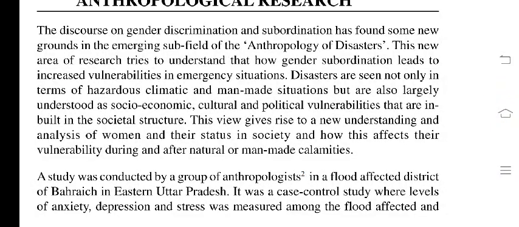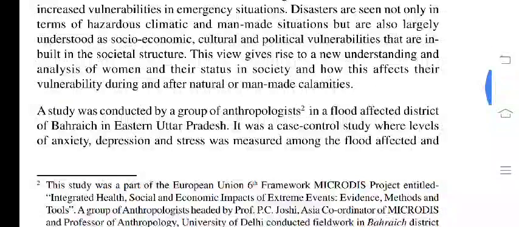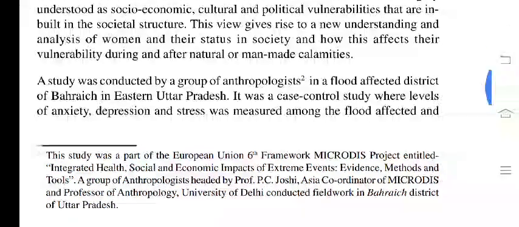Disasters are seen not only in terms of hazardous climatic and man-made situations but also largely understood as socio-economic, cultural and political vulnerabilities that are inbuilt in the societal structure. This view gives rise to new understanding and analysis of women and their status in society and how this affects their vulnerability during and after natural and man-made calamities.